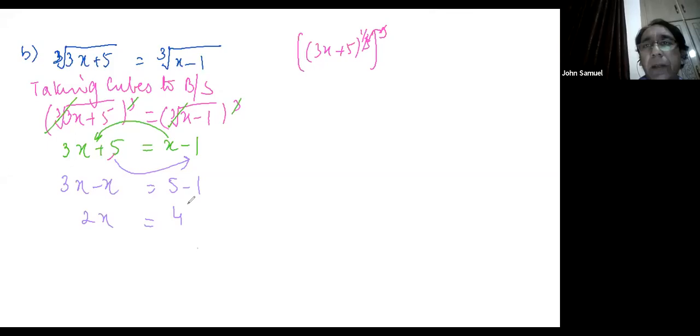Hope you are getting it. Yes, my dear. So x is equal to, after doing the same law of exponent, you can use dividing 2 to both sides. And this you have 3x minus x, and x is equal to 2.